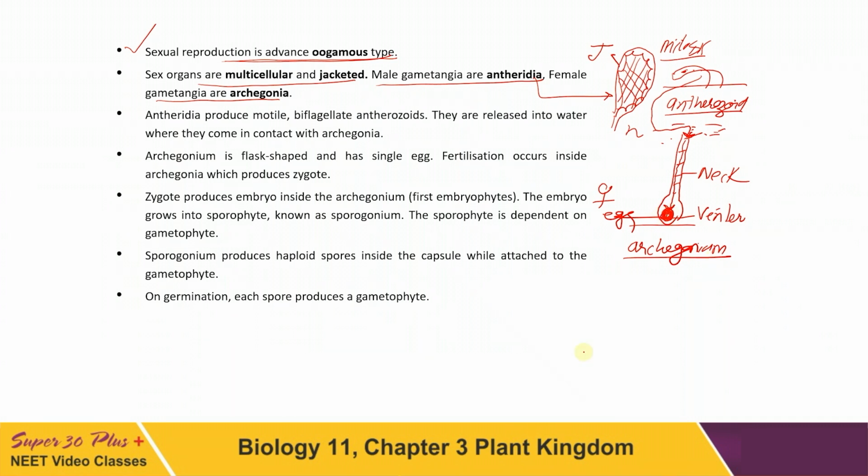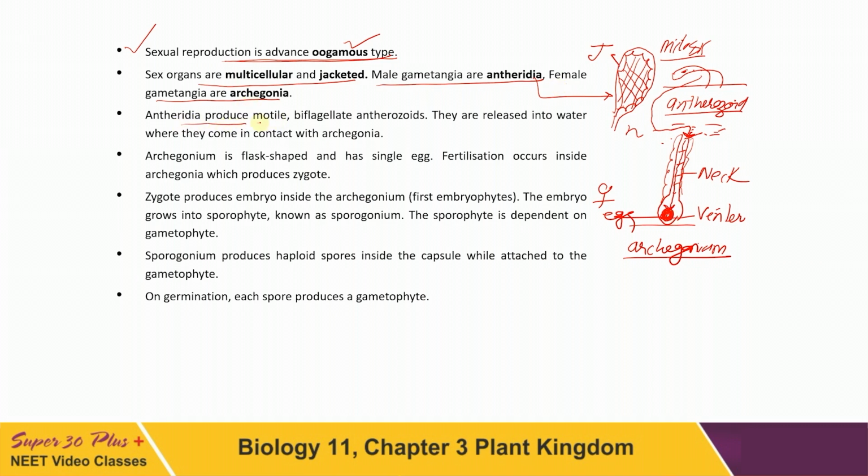Did you get the basic structure? Can you repeat? Yes, this is the oogamous type. The female gamete is static, not released. Male gametangia, the sex organs, are multicellular and have a jacket-like structure. The male gametangium is called antheridium. The female is called archegonium. Can you remember it now?